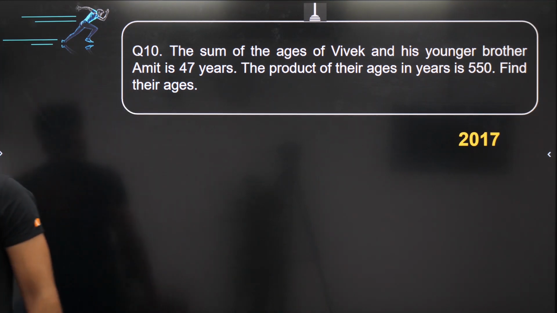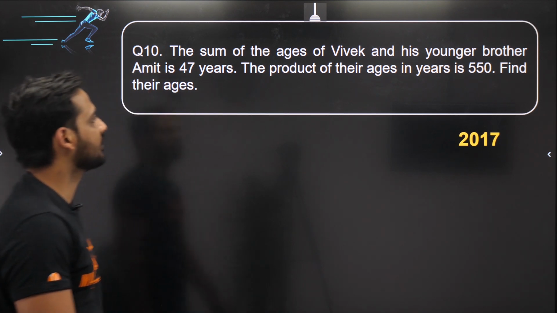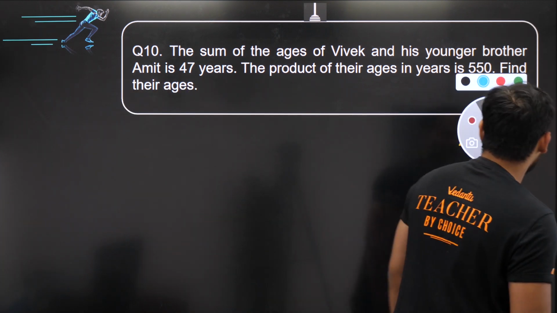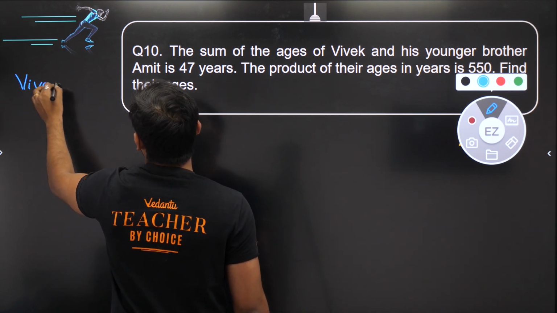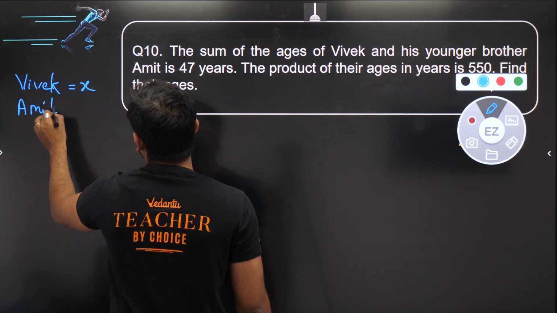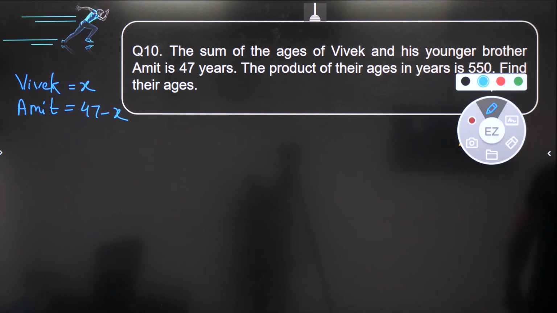The sum of the ages of Vivek and his younger brother Amit is 47 years. The product of their ages in years is 550. Find their ages. So we have two brothers, Vivek and his younger brother Amit. Their sum is given as 47. Let us say age of Vivek is equal to x. I can say age of Amit will be 47 minus x, the remaining out of 47. Now, the product of the ages is given as 550.